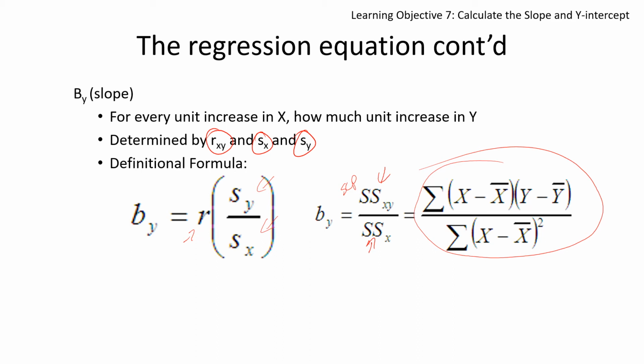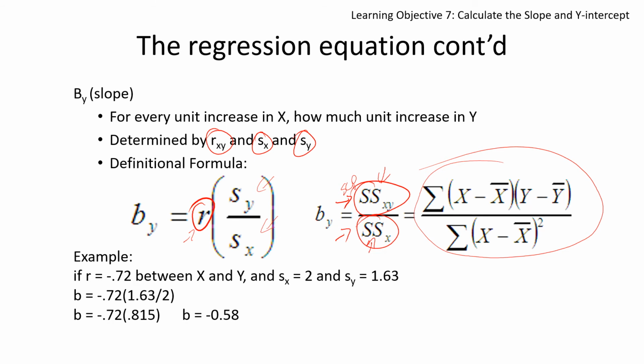And here's the other thing. If you've already calculated r, you've already had to calculate this and this. You already have those written down. So if you've already calculated r, you don't have to do anything else except plug in your sum of cross products and your sum of squares x, and you'll get your slope from that. So that's something that makes it easier. Once you've already calculated r, calculating the slope is simple.